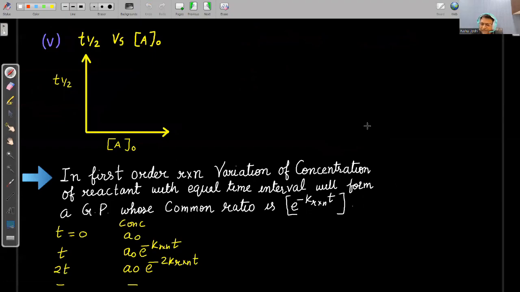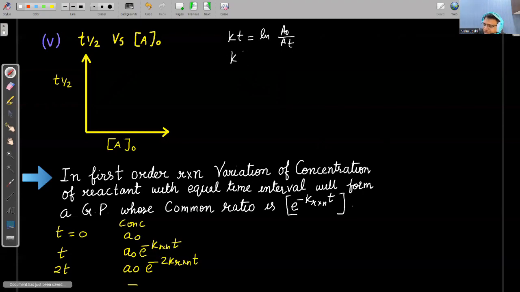Last graph, half-life versus A0. So in half-life, we have discussed that kt is equal to ln(A0/At). Now time t is equal to t half. This is equal to ln 2. So t half is equal to ln 2 divided by k. Rate constant of reaction is independent of concentration. तो ये एक तरह से constant हो गया. If we are not changing the temperature or we are not using catalyst, rate constant is not going to change.